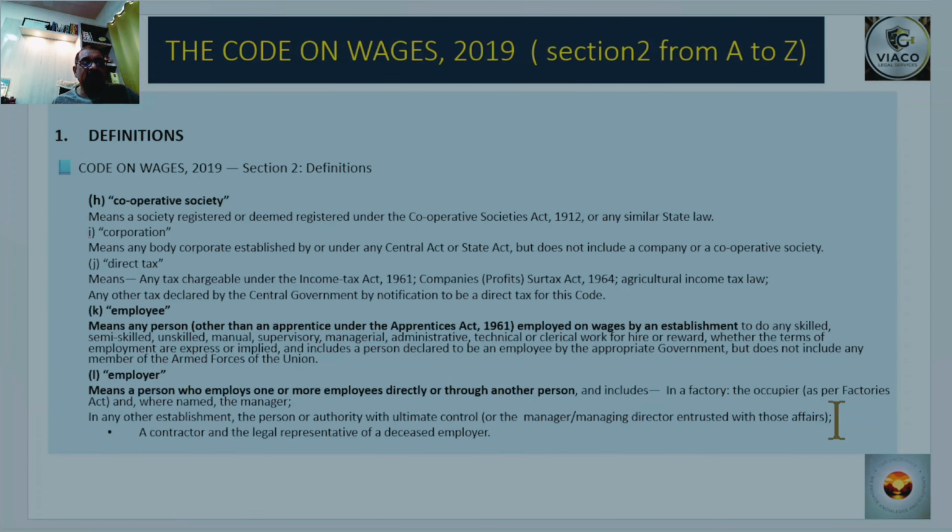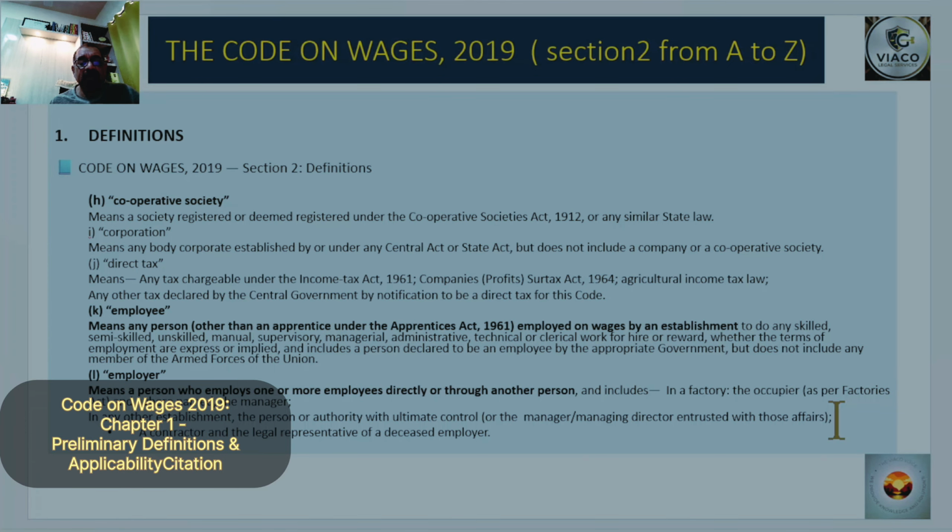Now, continuing these definitions, you can see the cooperative society means anybody corporate established by or under any central or state act and does not include a company or cooperative society. Corporation में ना तो company आएगी ना cooperative society आएगी. It is different than any cooperative society or company. Direct tax means any tax chargeable under the Income Tax Act 1961 from the company profit, tax 1964, agriculture income tax law, any other tax declared by central government by notification to be a direct tax for this code purpose.